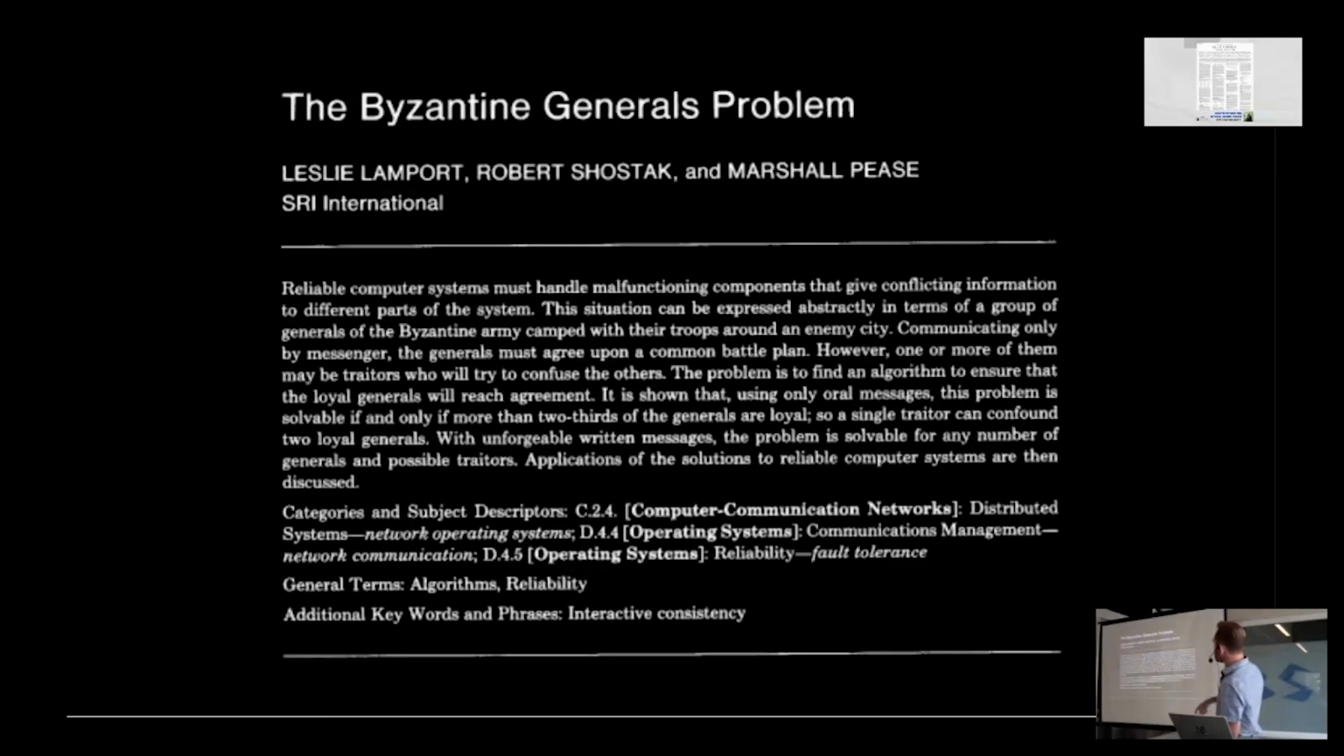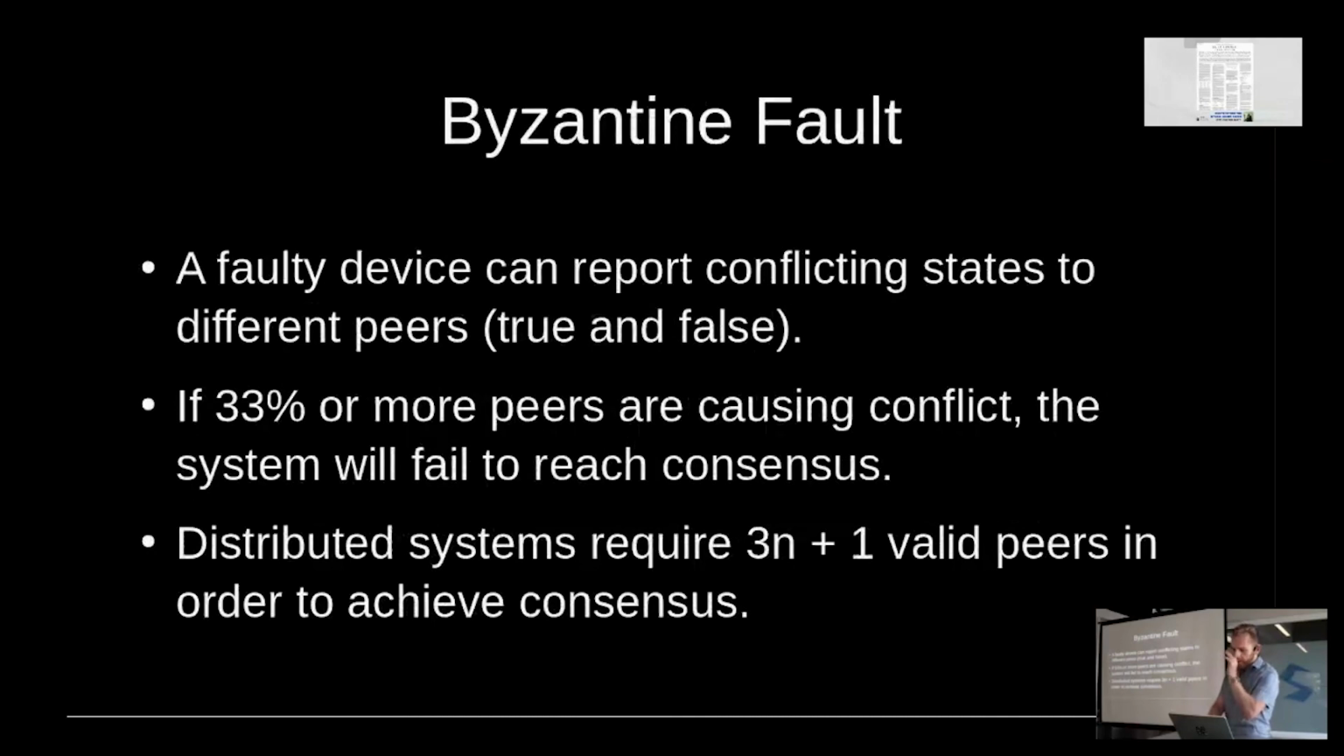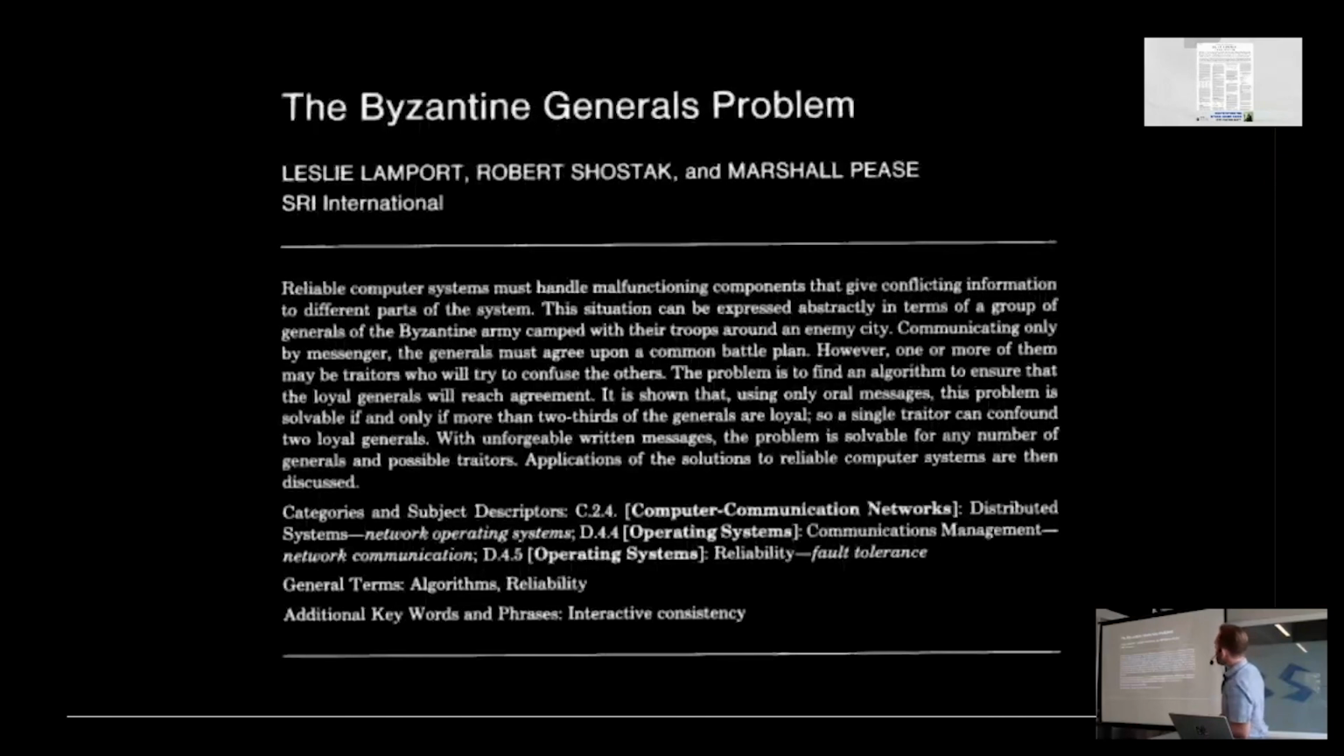And this was all basically written about and formulated as this problem called the Byzantine Generals problem in the 80s, I believe this paper was released. And so it basically talks about this thing that we call a Byzantine fault. So in the Byzantine Generals problem, you have 6 generals, and these generals basically have to decide whether they're going to attack a city or they're going to retreat.